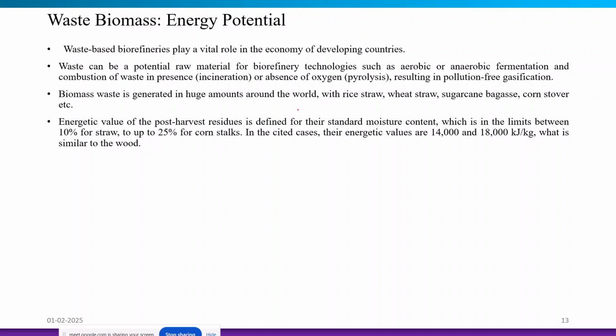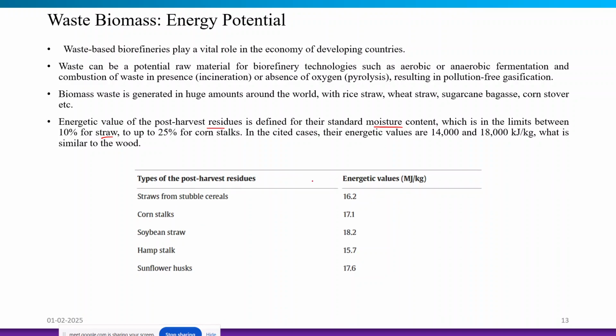The energetic value of the post-harvest residues is defined for their standard moisture content, which is in limits between 10% for the straws, such as rice straw and wheat straw, or up to 25% for corn straw. In the reported studies, they have shown that the energetic values are 14,000 to 18,000 kilojoules per kg, which is very similar to wood. Though these post-harvest residues have energetic value, they are very similar to the wood content.